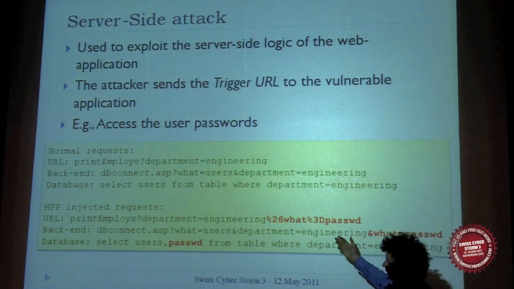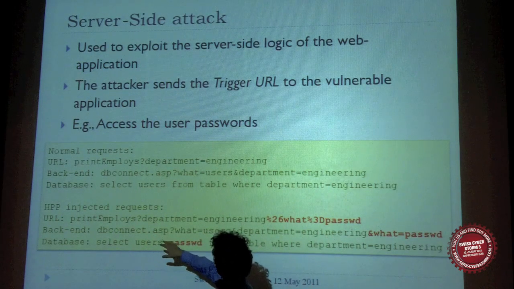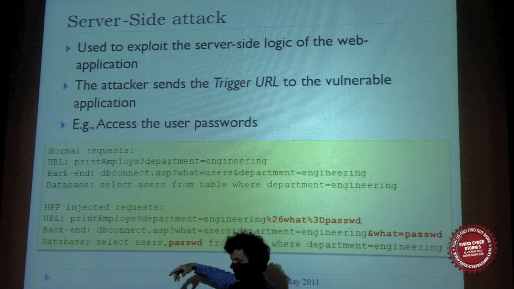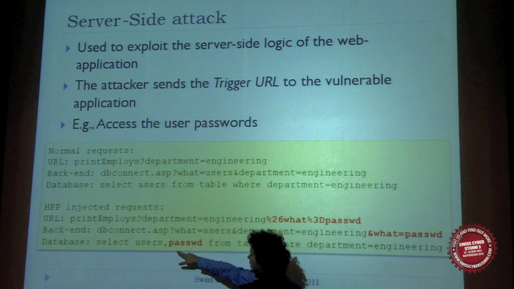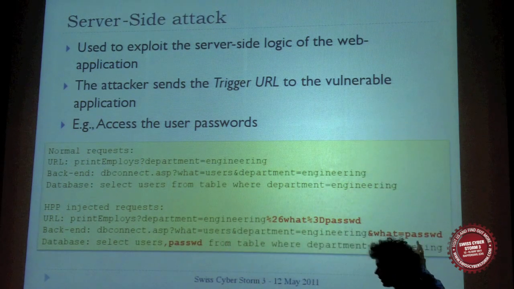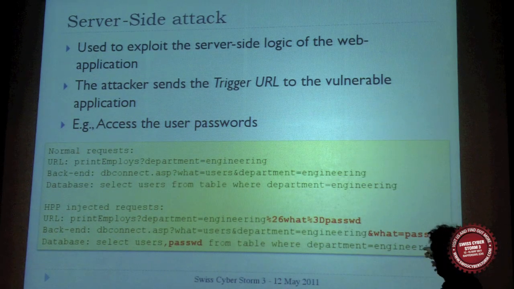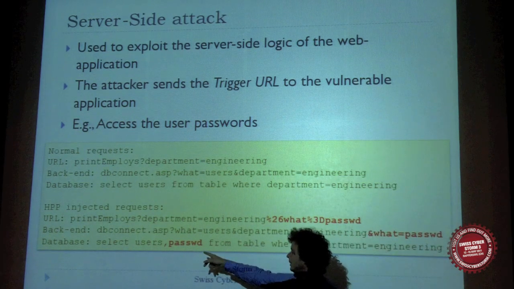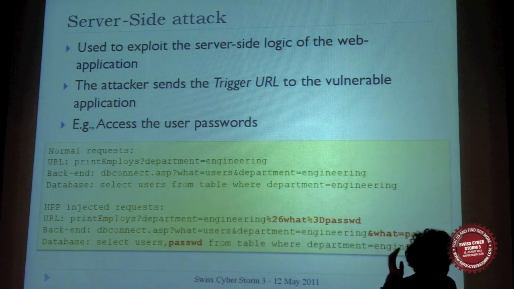So if the database backend uses, for example, ASP, when this application builds the query, instead of querying only for the user, it queries for user, comma, password. This is because ASP, as I was telling you before, when there are two parameters with the same name, concatenates the two parameters using a comma. And so it results in a database query where you have select user, comma, password.